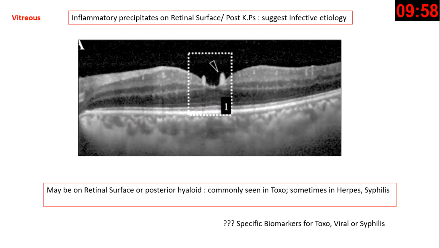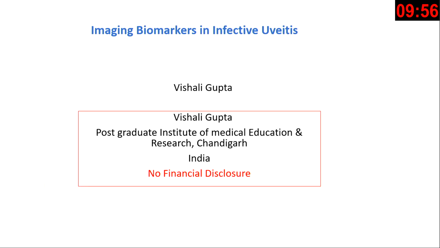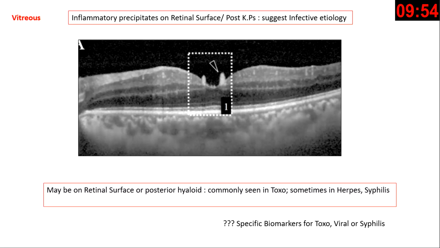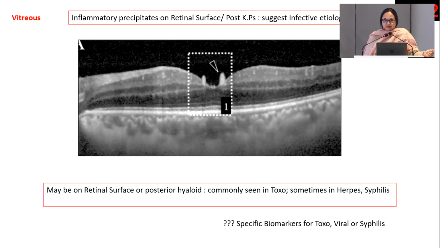So the topic that I shall be talking about is what are the imaging biomarkers which could give you a clue that you have done imaging and what you are dealing with could be a possibly infective pathology. So let's start with the vitreous.